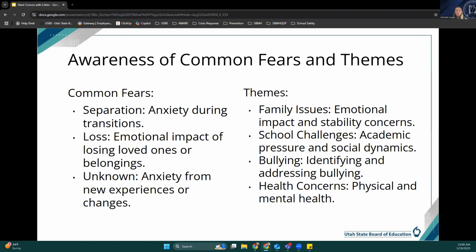You also want to be aware of common fears and themes that school-age children are experiencing at this time. Children often experience anxiety during transitions, especially when separated from caregivers. So it's important to recognize these fears and support their well-being in these manners as well. Additionally, understanding common themes such as family issues, school challenges, bullying, and health concerns can help those children feel understood and supported. It's really common for these hot topics to come up when talking to kiddos.